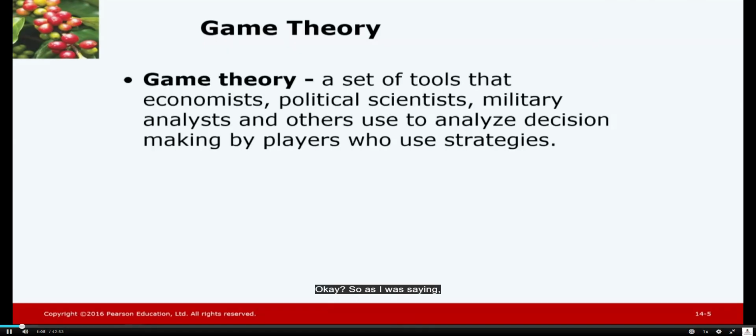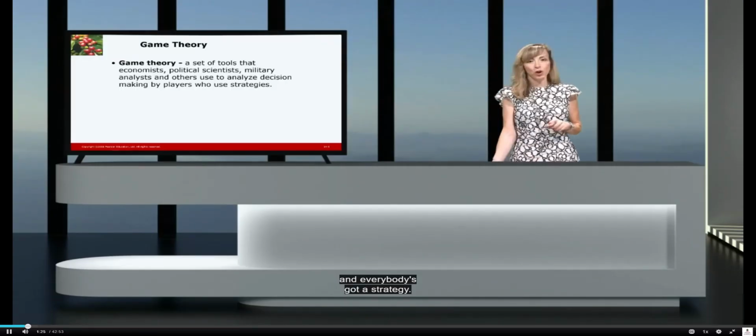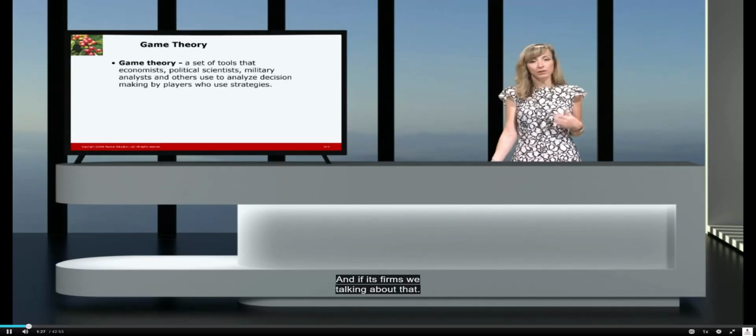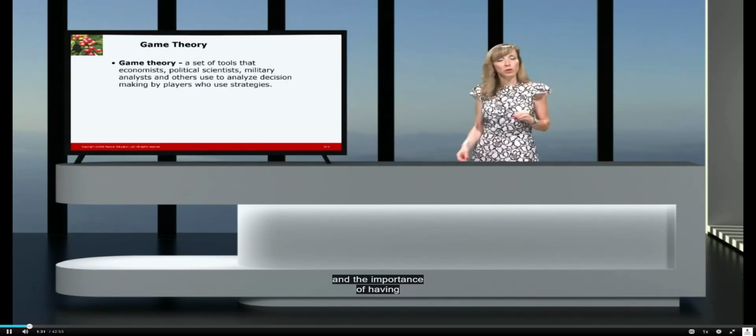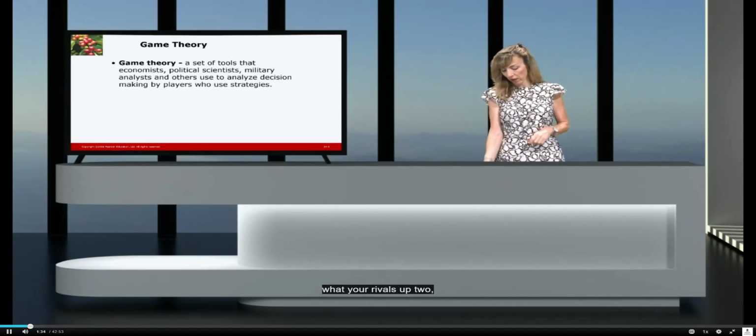Okay, so as I was saying, it's a set of tools. Game theory is a set of tools that economists, political scientists, military analysts, and so on can use to try and analyze decision making in these rivalrous kinds of situations by your various players. So it's like we're playing a game, and everybody's got a strategy. And if it's firms we're talking about, we've spoken about oligopolies and the importance of having a strategy and considering what your rival's up to.